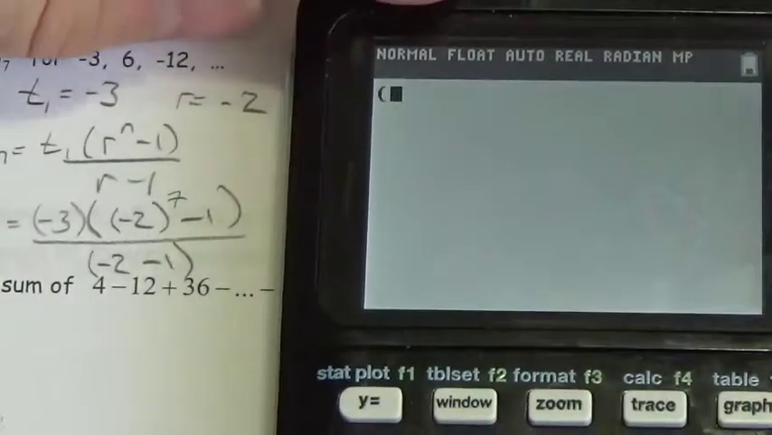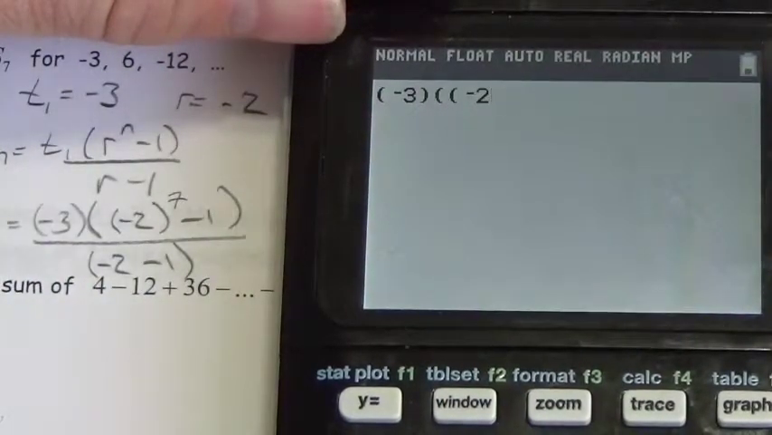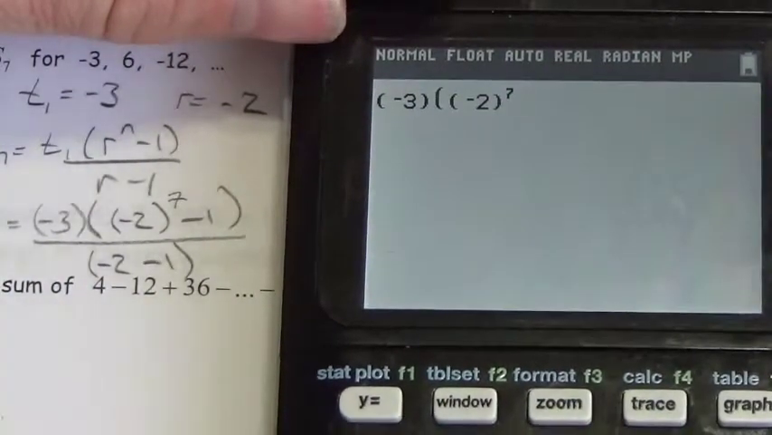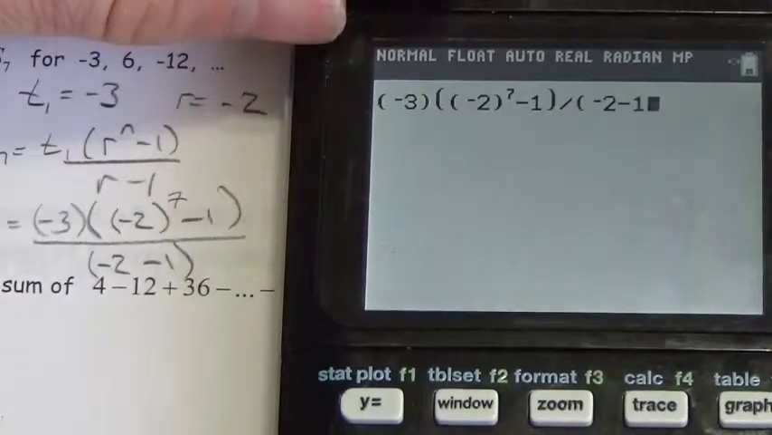So that is going to become -3, and then we're going to multiply that by, and I'm going to put parentheses around the entire numerator. -2 to the power of 7 minus 1, close parentheses for the numerator, divided by, open parentheses for the denominator, -2 minus 1.